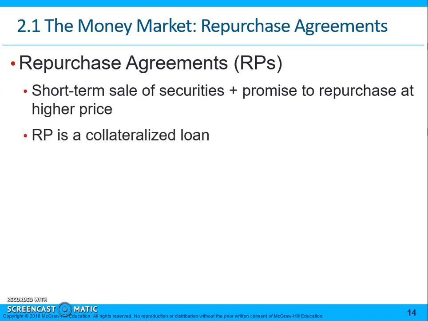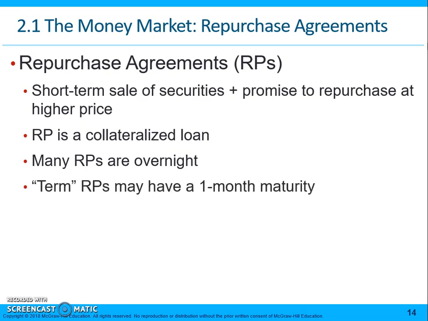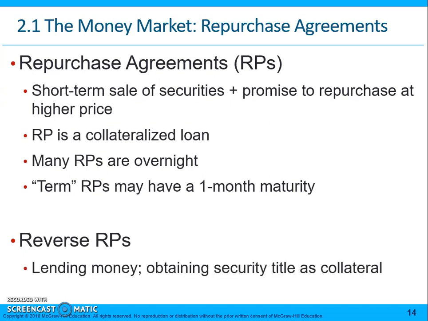A repo or repurchase agreement is a collateralized loan. Many repurchase agreements are overnight. Repurchase agreement terms can have up to a 1 month maturity. Reverse repurchase agreements, or reverse repos, involve lending money and obtaining the security as collateral. So it's effectively the other side of that trade. There certainly can be haircuts required depending on the type of security used.